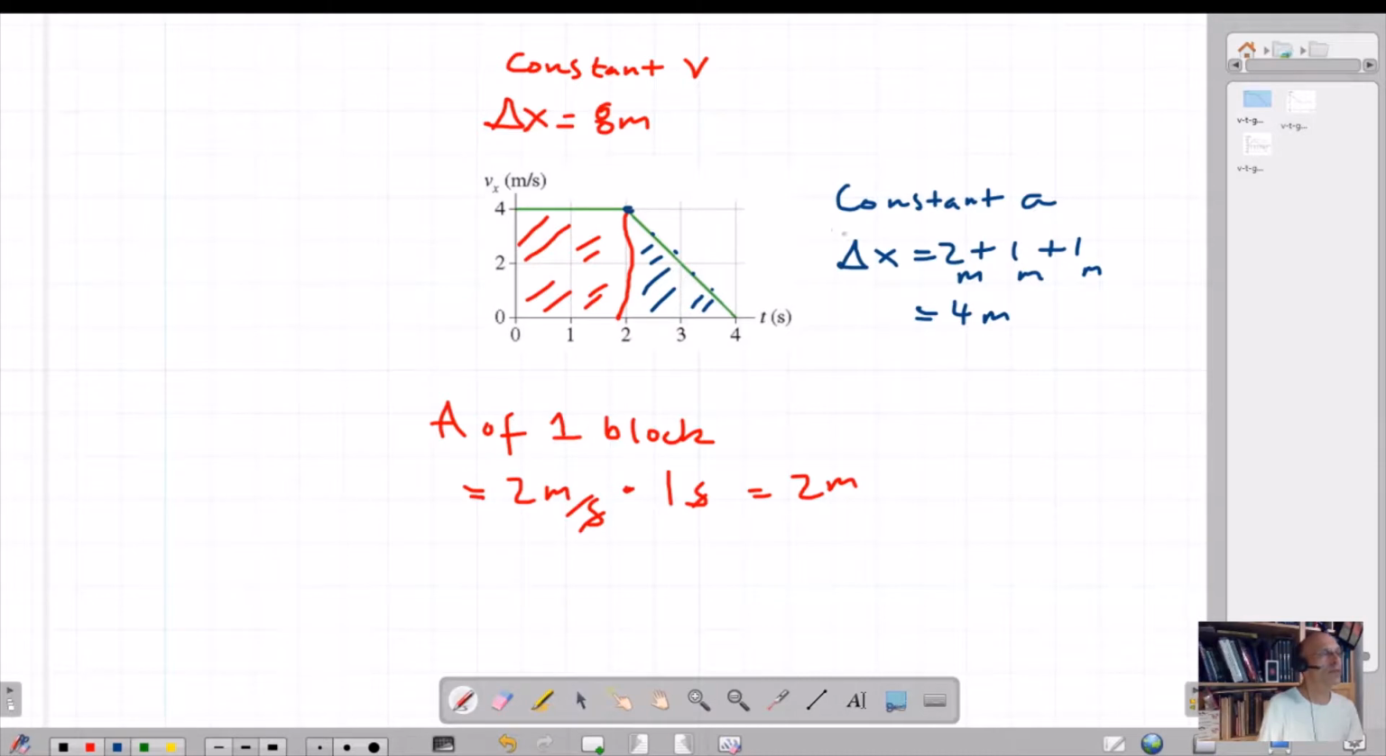And another thing to notice here is that this line slopes down, so this is actually a negative acceleration, but this is a positive displacement. So the two are not necessarily related to each other. You can have a negative acceleration with a positive displacement, and you can have a positive acceleration with a negative displacement. Okay, let's clear that off, and let's look at one more thing.